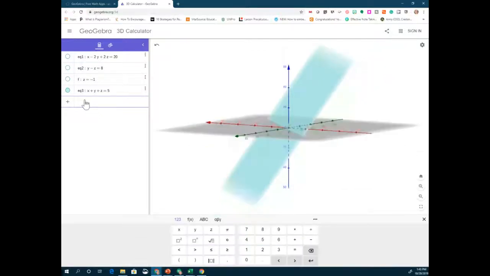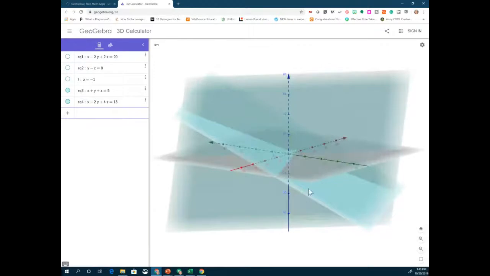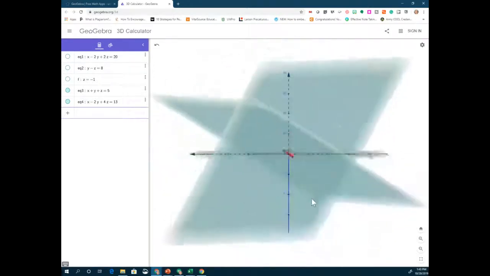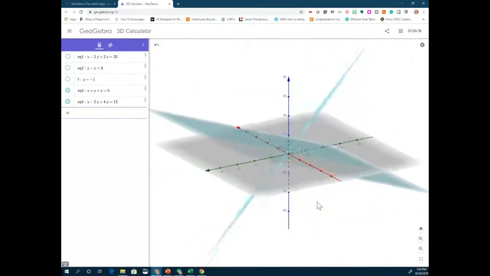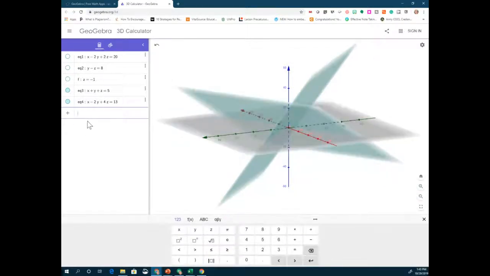Oops, that did not type. Let's try this again. x minus 2y plus 4z equals 13. Not 33. Okay, so now you can see that that is intersecting with our other flat surface. I can move it around and see where those are intersecting. I wonder if I could change these colors. Don't know how to do that. Desmos is so much easier for me to figure out. I don't know how to change these colors.